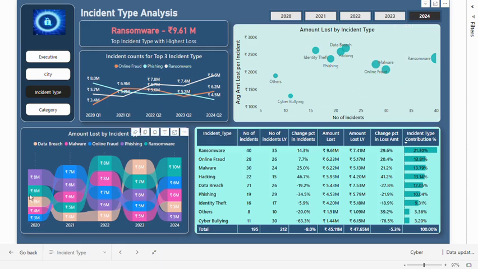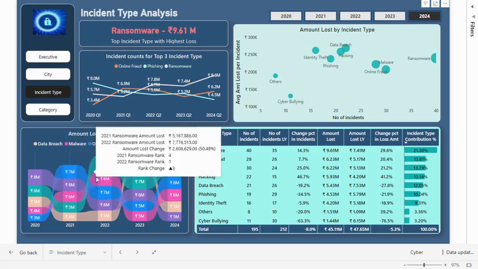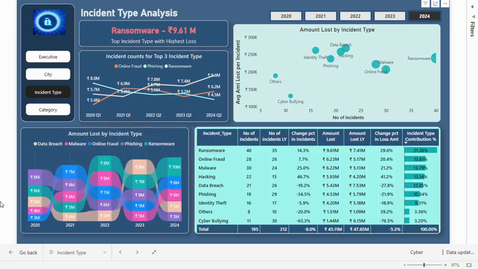Also, I notice a consistent pattern in the online frauds happening. Strengthening user authentication and improving awareness might help in breaking the pattern.